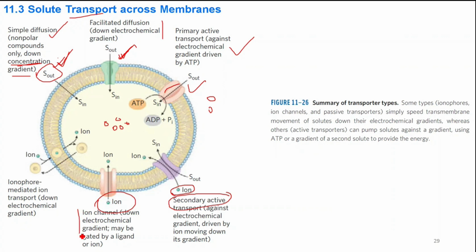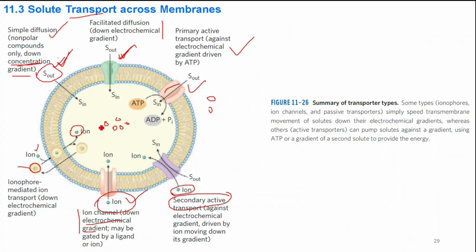Next one is the ion channel. This may be gated or a ligand channel. This is down the electrochemical gradient, because we talked about the ions. Ions have some charge. Sometimes with an ionophore, some hydrophobic molecules encapsulate some of the ions, and because of this hydrophobic environment, the ion enters through the cell membrane and then is released, and thus it enters into the cell.